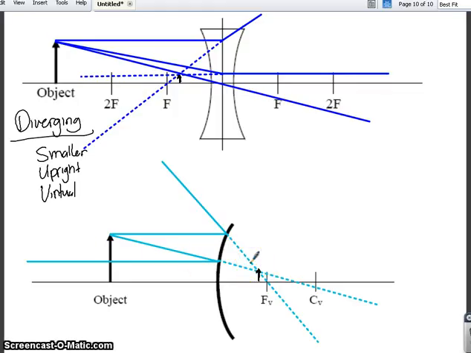So if you know mirrors, you know lenses. And so diverging is pretty much the same as convex, except the light being reflected is going to head through the lens, and the ray extensions are going to meet on the same side and form a smaller, upright, virtual image.